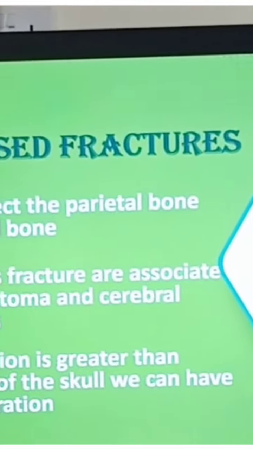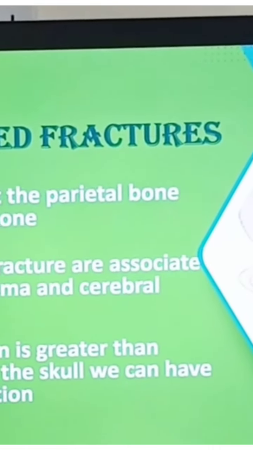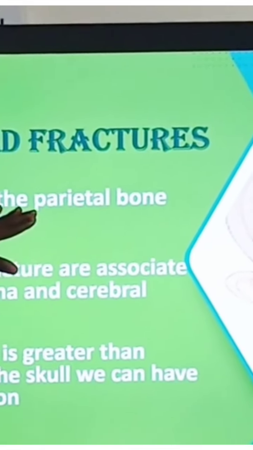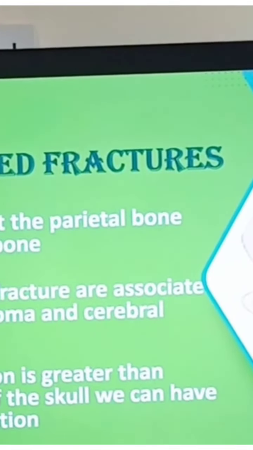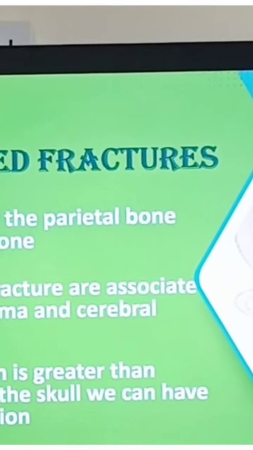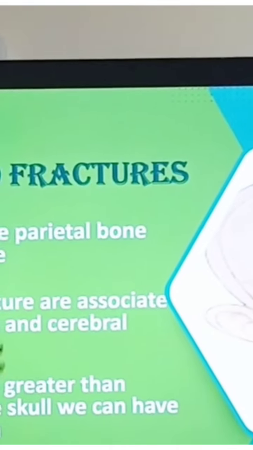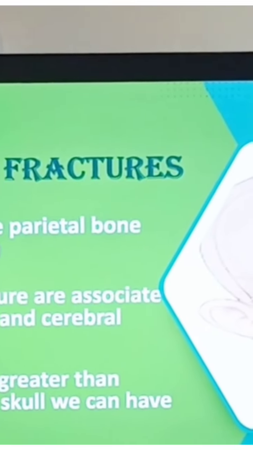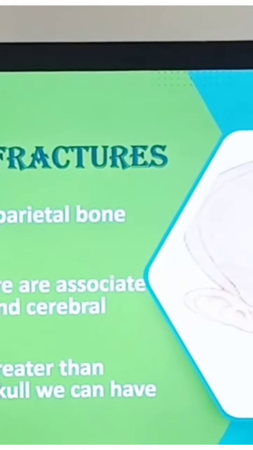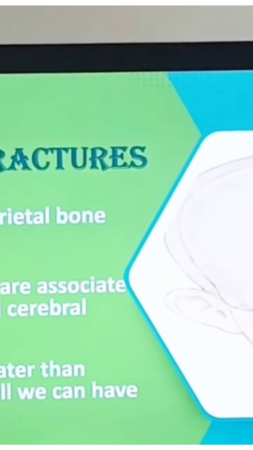Let's look at the third type of fracture, and that is a depressed skull fracture. The depressed skull fracture mostly affects the parietal bone and frontal bone. Mostly 30% of these fractures are associated with hematoma, laceration, and cerebral contusion. And if the depression is greater than the thickness of the skull, we can have what we call a dural laceration.